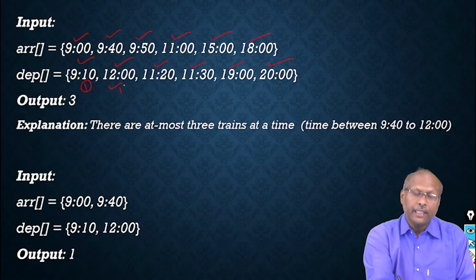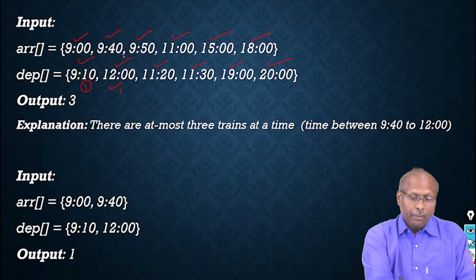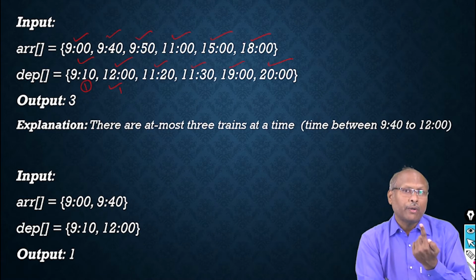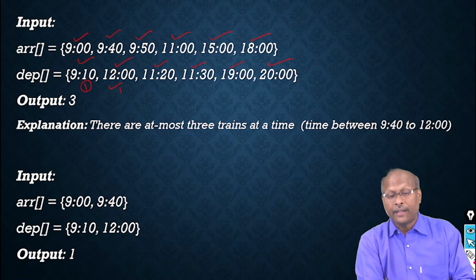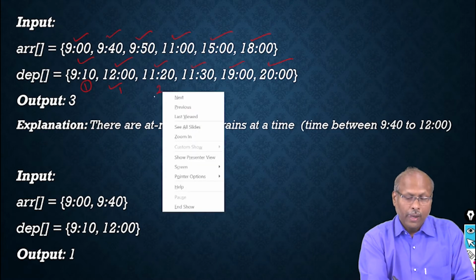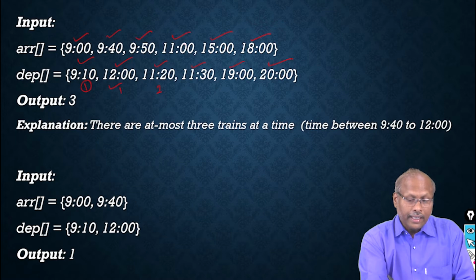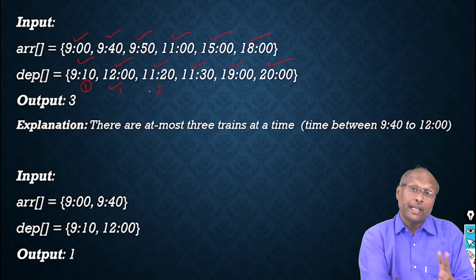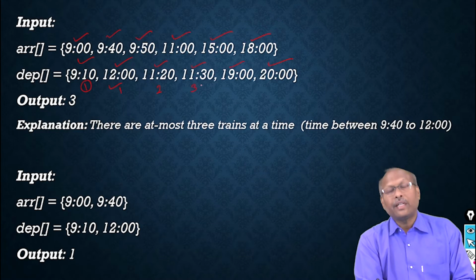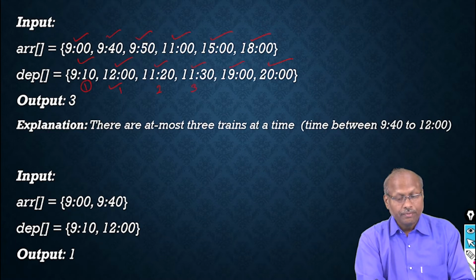The second train comes at 9:40 and leaves by 12 o'clock. Here I need a platform. But in between, already one train is there, and again one more train has come at 9:50. So if there is only one platform, that is not sufficient to accommodate the 9:50 train. So here I need one more platform. Similarly, the next train comes at 11 o'clock. Already 2 are there, so for the 11 o'clock train I cannot accommodate it with 2 platforms. So I have to add one more, and it leaves at 11:30.